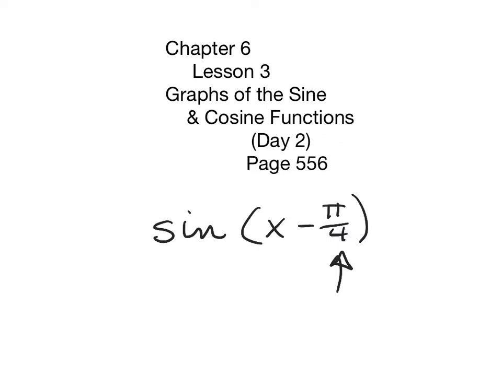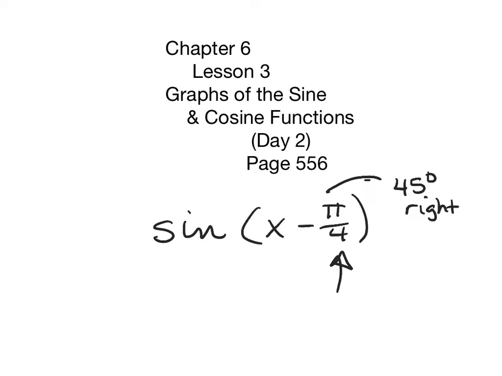Remember, just like all of the other graphs we shifted, when it's in the parentheses, we do the opposite of what we would think. We see minus pi over 4, we're thinking we're going to go to the left, to the negative side of the graph, but it's opposite. So this example here would really be a shift of 45 degrees to the right.